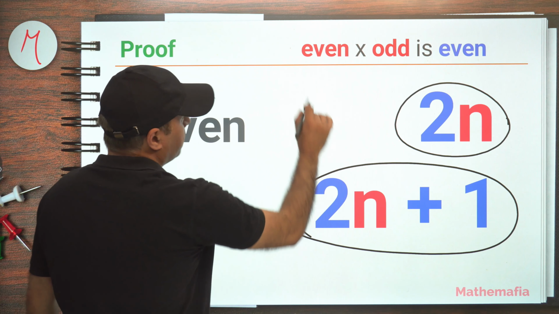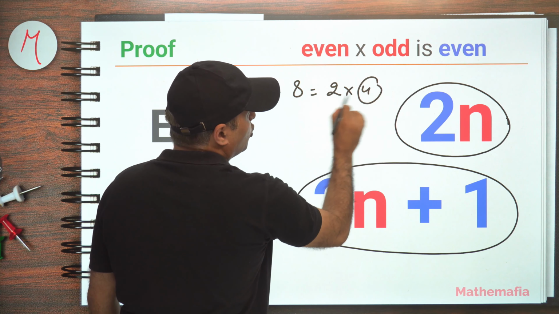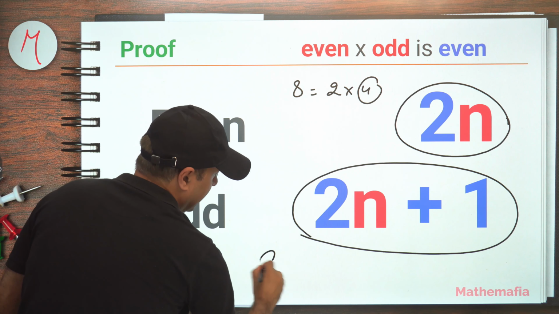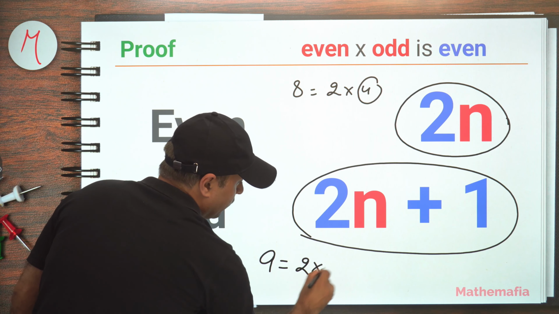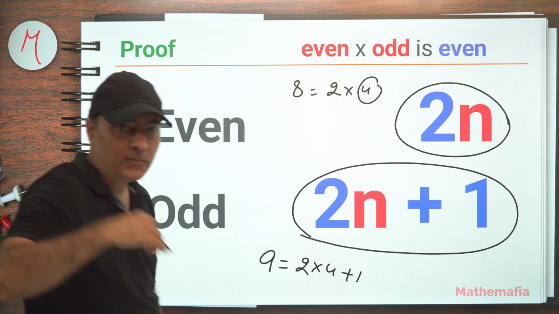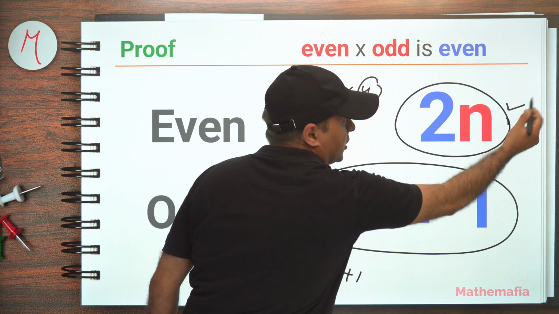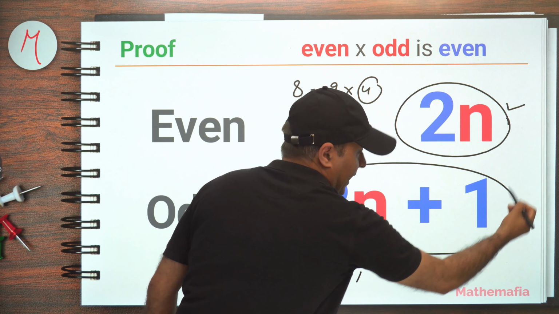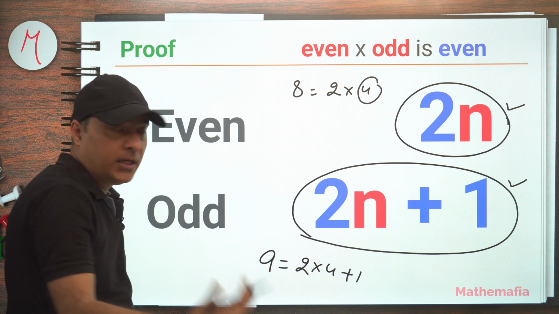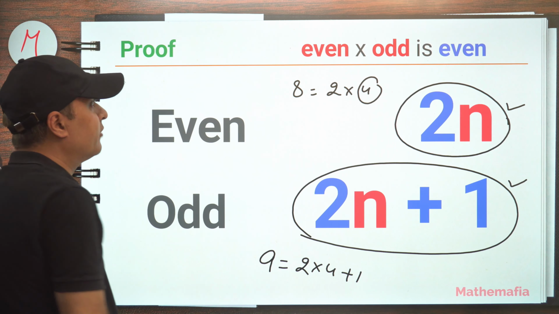For example, 8 can be written as 2 into 4, so 2n, right? So this is n, an integer. Similarly, 9 can be written as 2 into 4 plus 1, so this is of the form 2n plus 1. Now what we have to prove is that if we multiply one such number with another number which is of this form, then the output will be of this form. So that's what we have to prove. So let's prove it quickly.